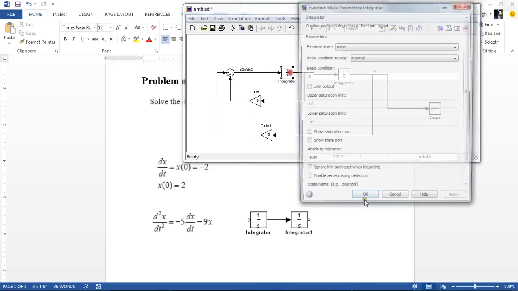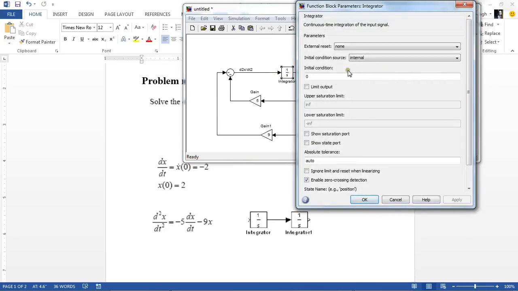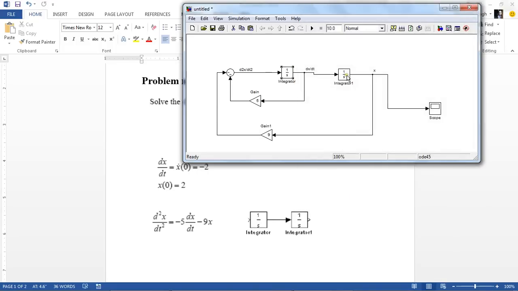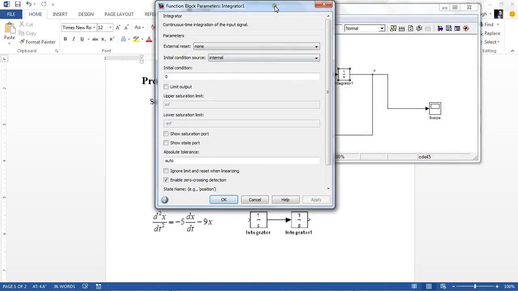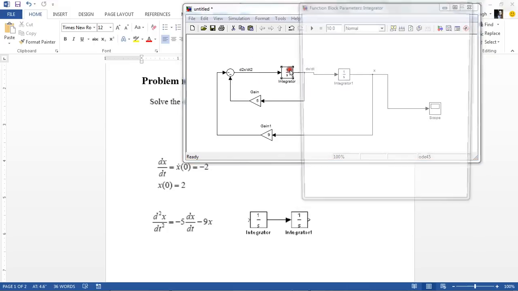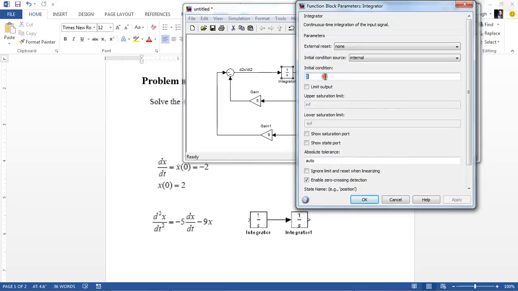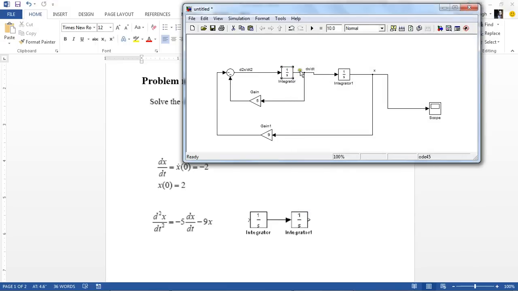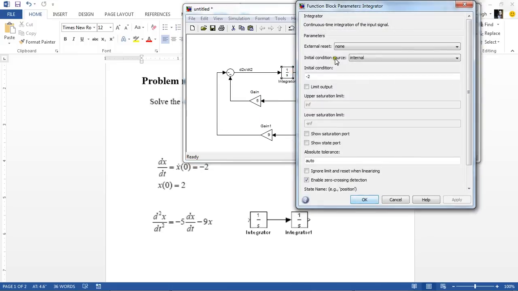Now we will give the initial conditions. In the second integrator, over here the initial condition is 2. In the first one we'll keep it minus 2, because this gets integrated to get dx by dt. So initially dx by dt is having minus 2, so minus 2 will be fed in the first one.